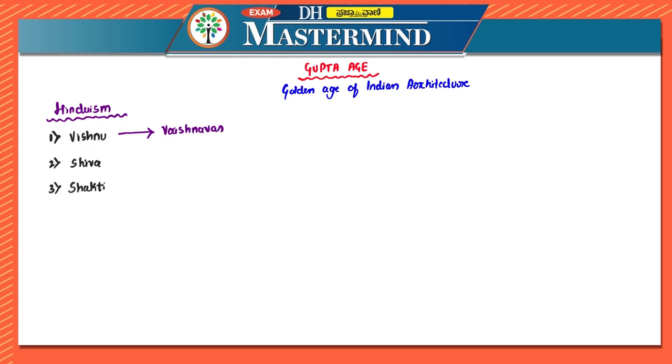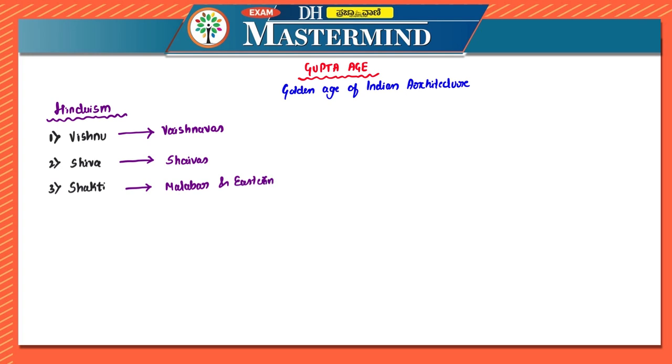Okay, Vaishnavas. Shiva, then they are called Shaivas or Shaivism. And then this is mostly in the Malabar region and in eastern India, where they worshipped Shakti. Malabar and eastern India, goddess Shakti or female god.